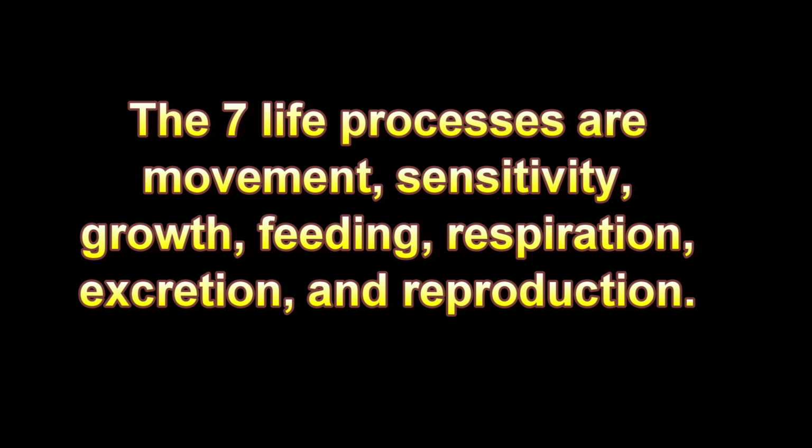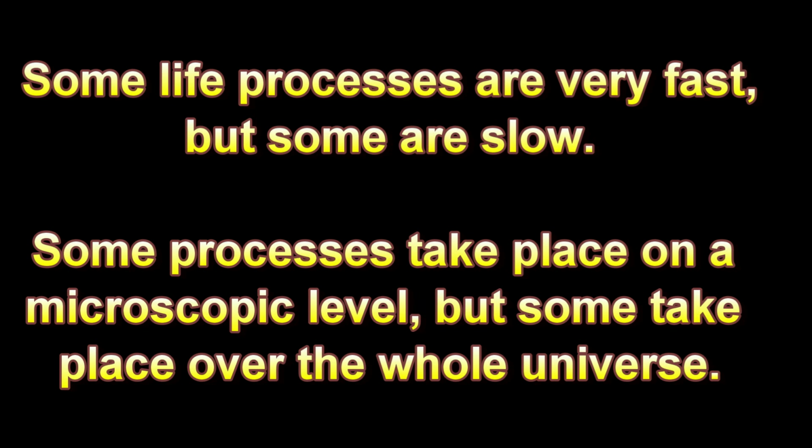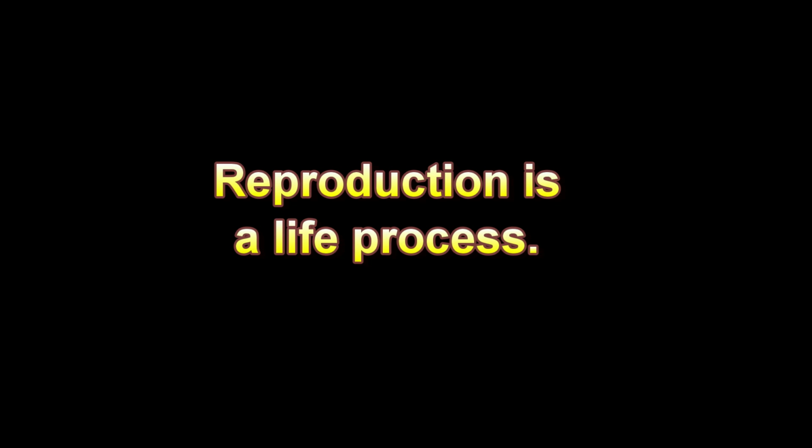Life is a process. In fact, life is many different processes, all running at the same time. The 7 life processes are movement, sensitivity, growth, feeding, respiration, excretion, and reproduction. Some of these life processes are very fast, but some of them are slow. Some take place on a microscopic level, and some take place over the whole universe.